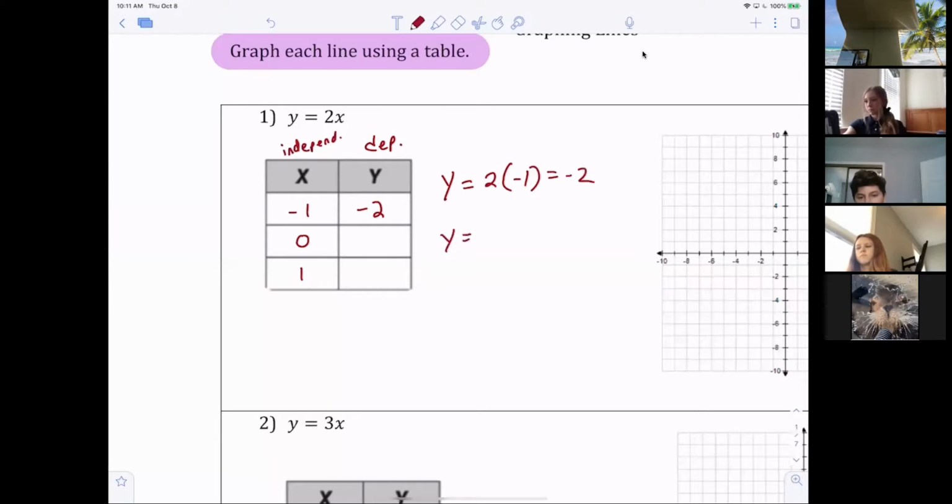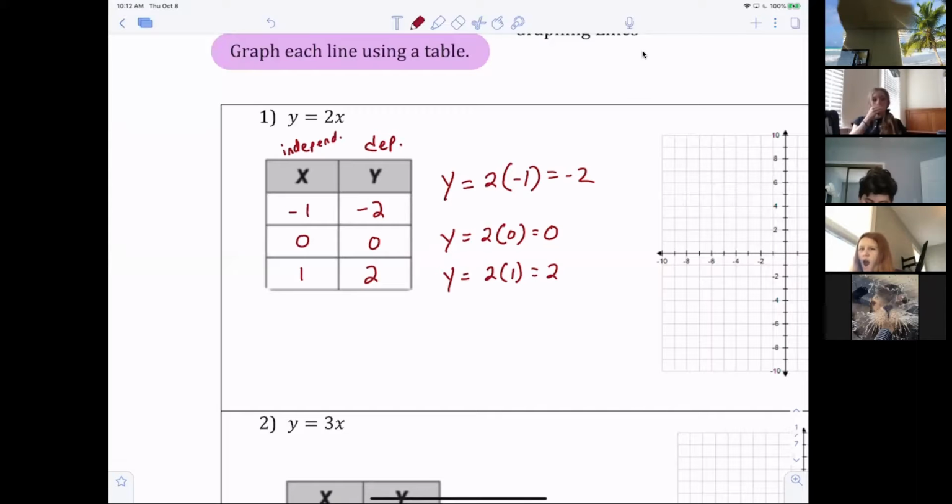Now, we're going to let x equal what? 0. So what's 2 times 0? 0. So the y value is 0. Now when I plug in 1, 2 times 1 is what? 2. So there we go. Those are the 3 points that are going to make up your line.